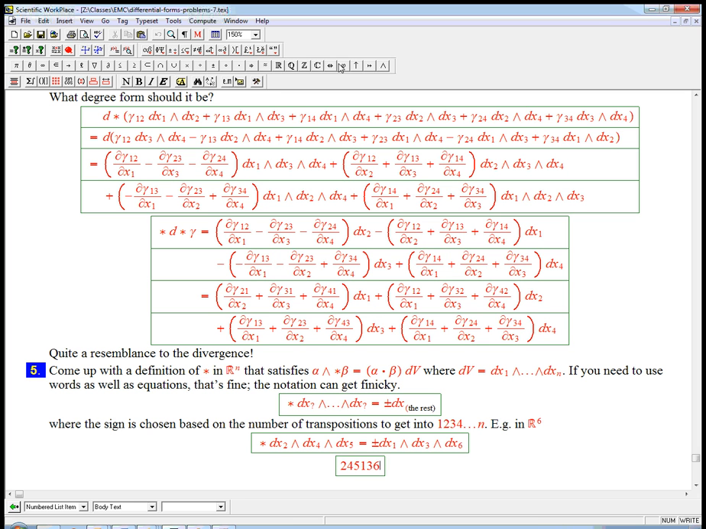How many transpositions is that going to be? Well, let's see. 1, 2, 3, 4, 5, 6. The 1 has to be scooted through 3 things. Actually, let's not go all the way. 1, 2, 4, 5, 3, 6. And so that's going to be 3. Let's remember a 3 there. And then the 2 is in the right place, but then the 3 has to be scooted toward by 2 things, and then we're in the right order. So the 2 transpositions don't really matter. The 3 transpositions is odd, so it's going to be minus. And that's the rule for star.